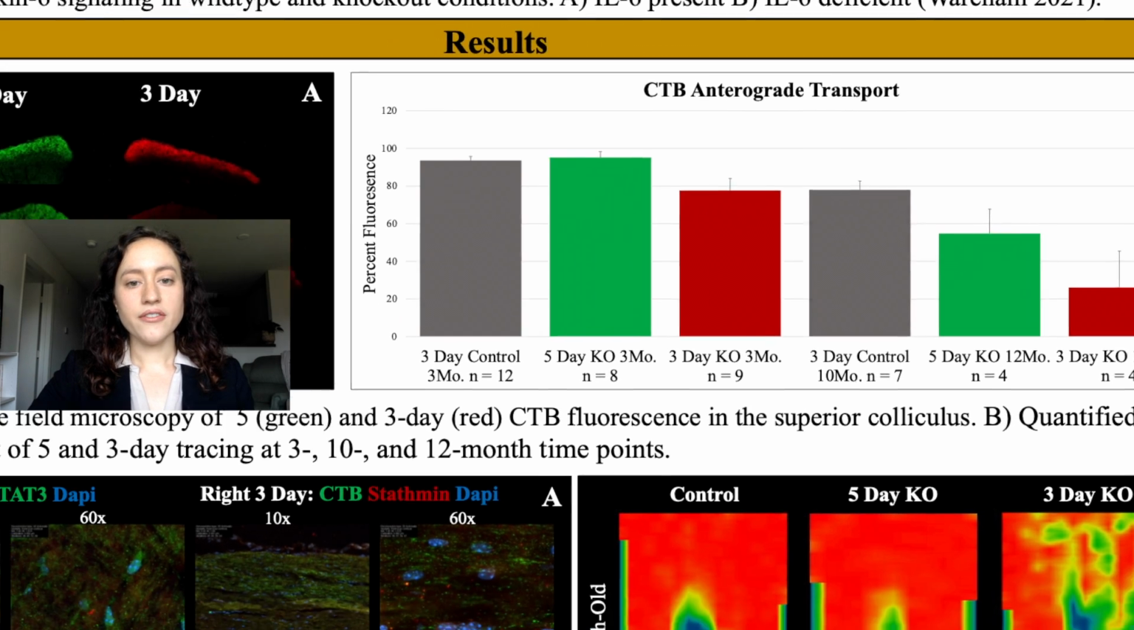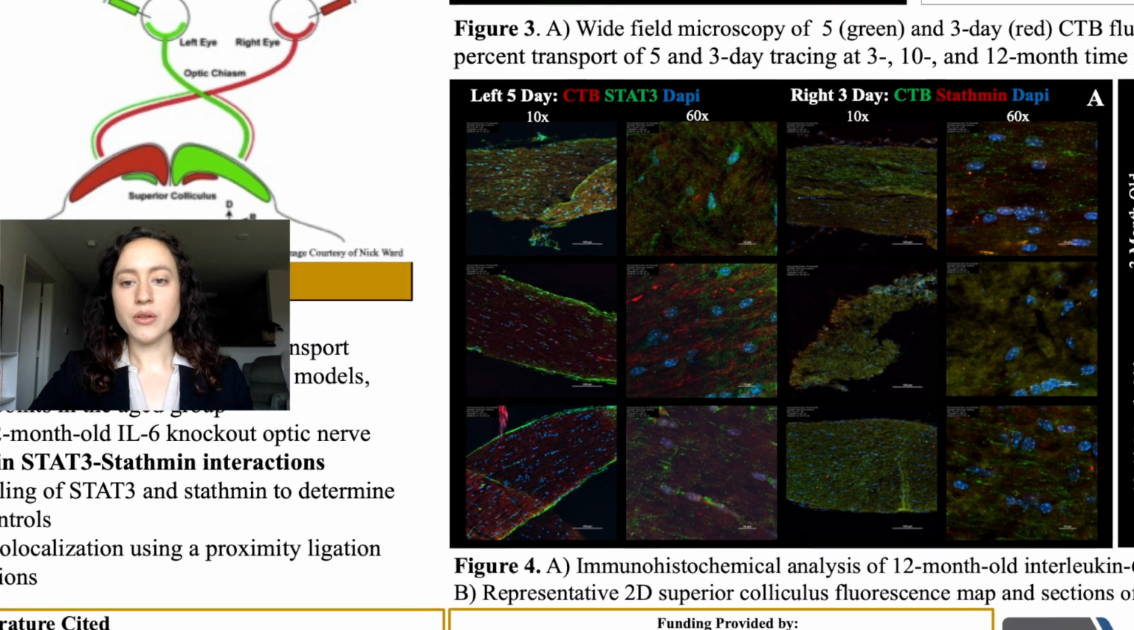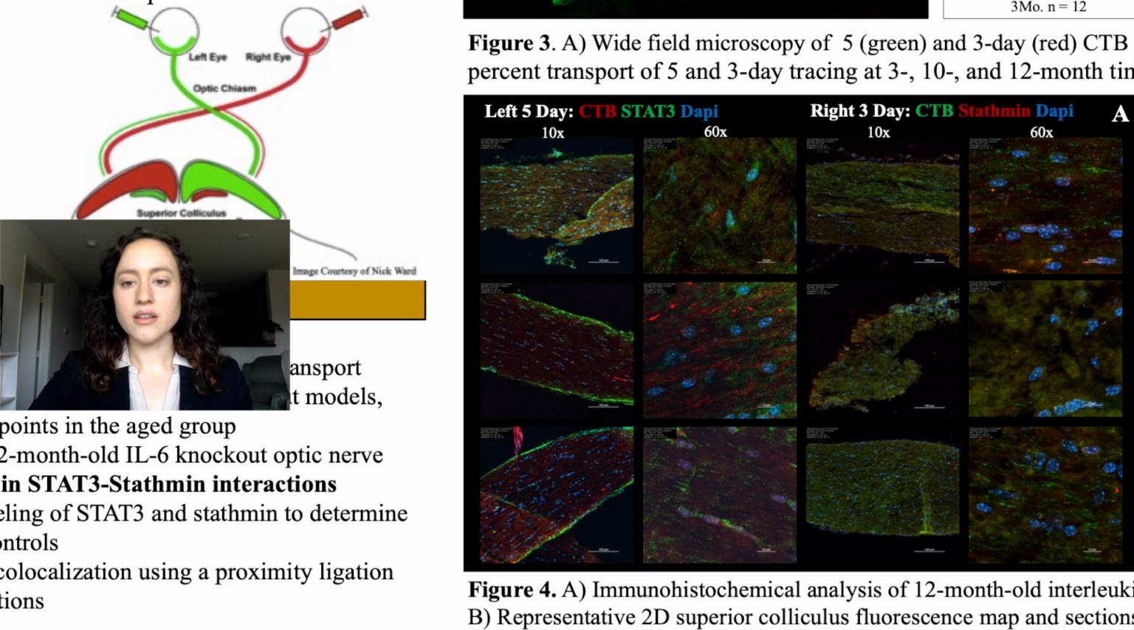Again, from left to right, Figure 4A depicts the immunohistochemical labeling of aged IL-6 knockout optic nerves. In the 10x and 60x magnifications of the optic nerves, on the left, CTB is red and STAT3 is green. On the right, CTB is green and stathmin is red. Nuclei are labeled blue in all images. It is clear that both proteins are present in aged IL-6 knockout animals.